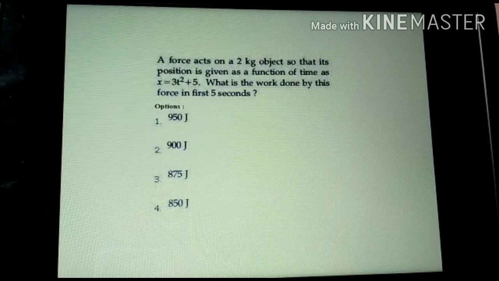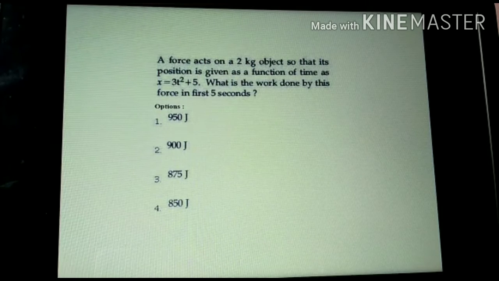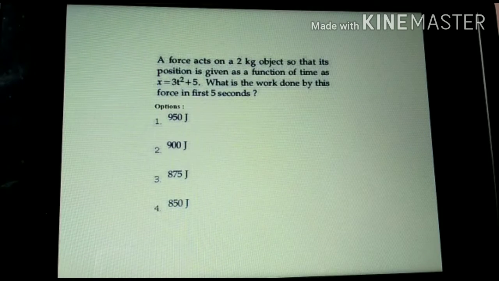Okay, thank you. Here position is changing with time. So the given information is how the position is changing, the mass is given, and the time is 5 seconds. We have to calculate how much work is done by this force in the first 5 seconds. Now you see the solution, you will understand clearly.